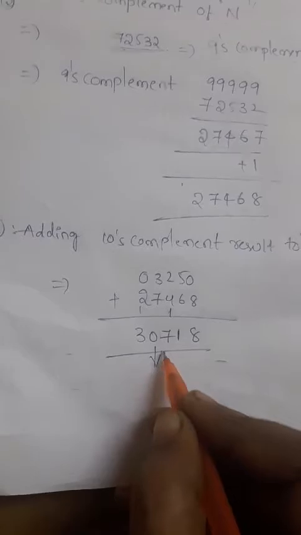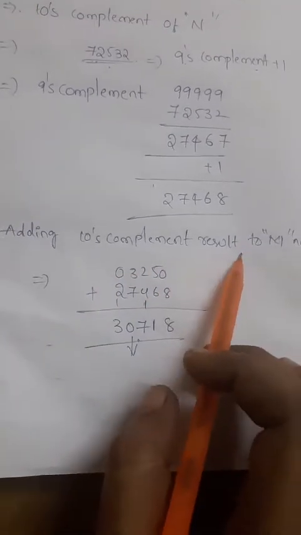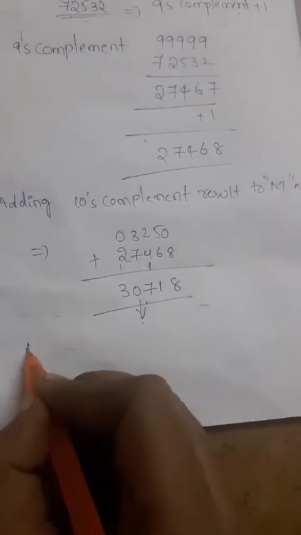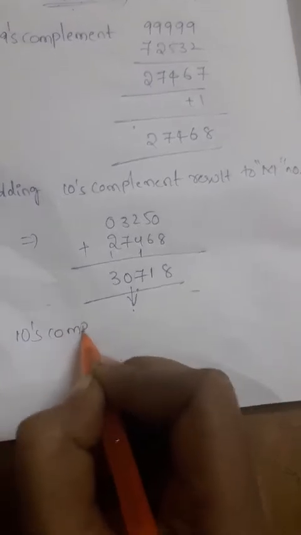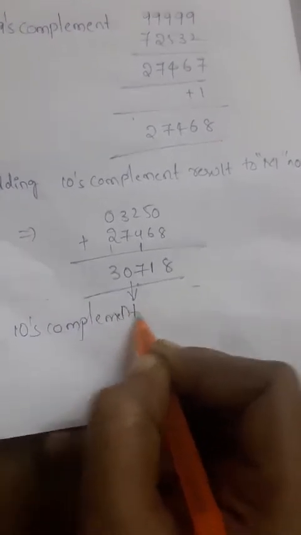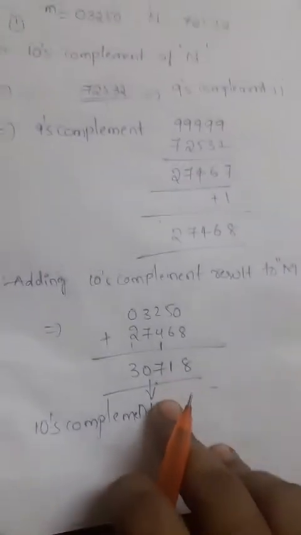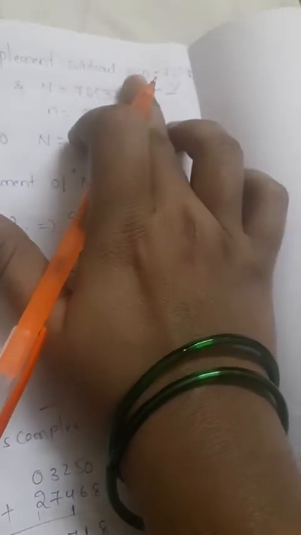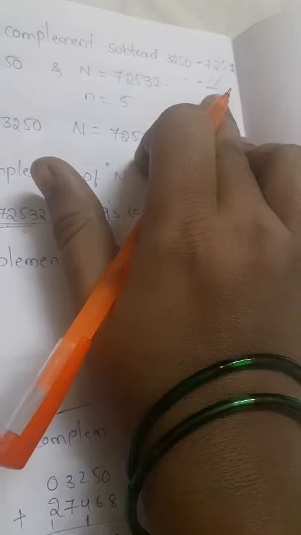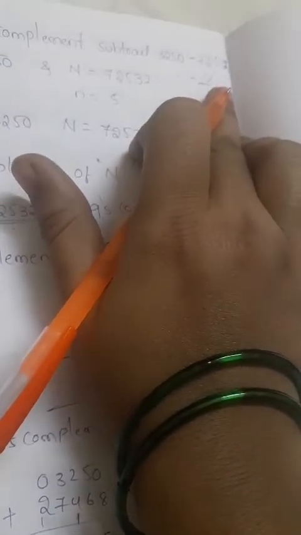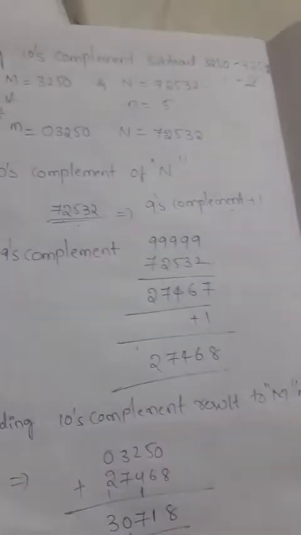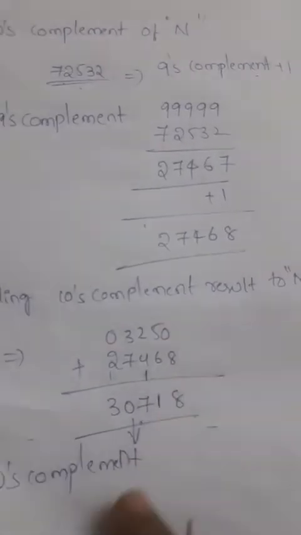for that purpose we can do one thing: whatever the final result we get after adding the tens complement result to M, that result will again be converted to the tens complement. Why are we doing the tens complement again for this number? Because if you need to subtract a larger number from a smaller number, the result must be negative. Okay, so compulsorily the result must be negative.